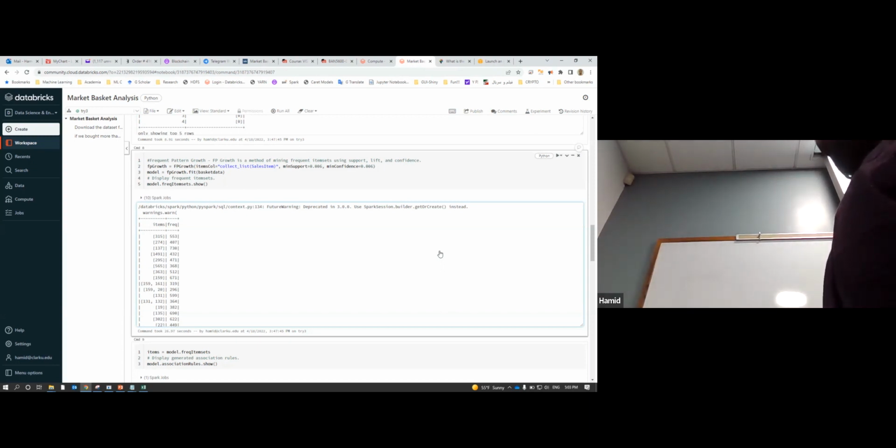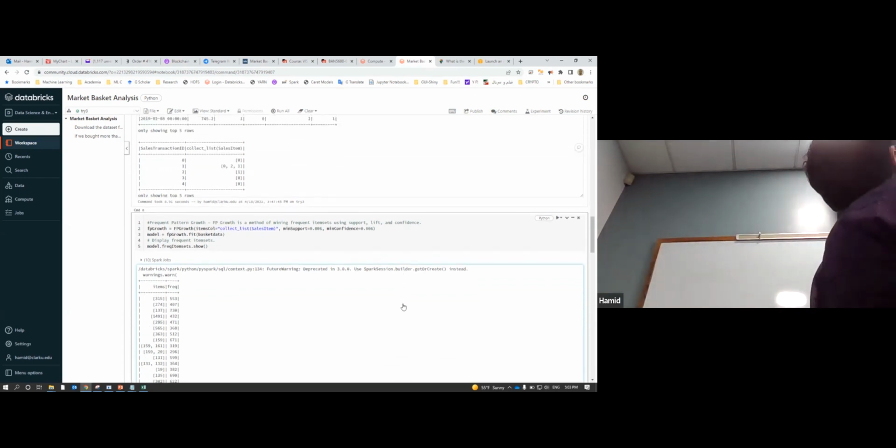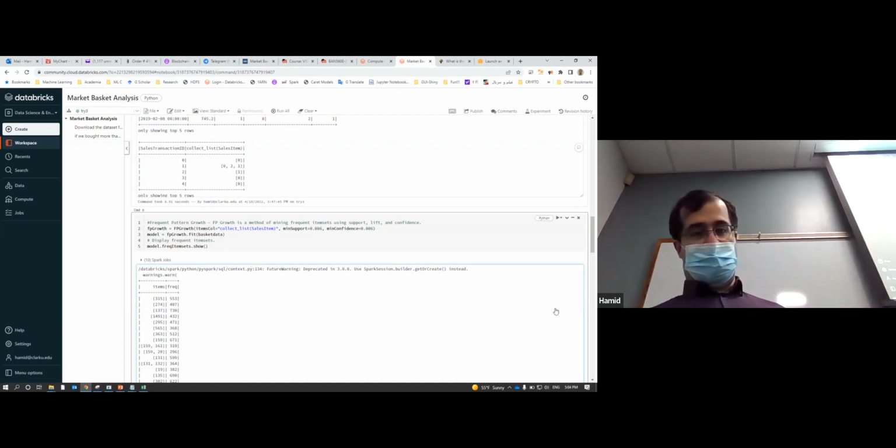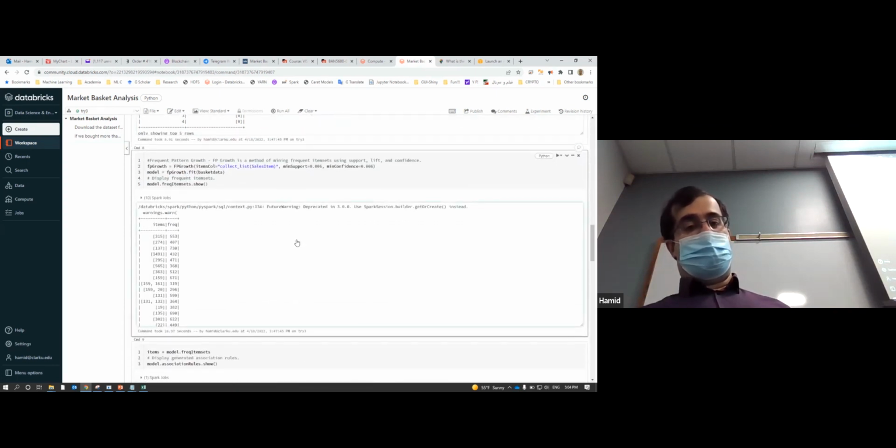So I told you that FPGrowth is for finding association rules. With FPGrowth, I'm saying that the items column is collect list sales item. So just consider this column, collect list sales item, and don't report everything. Have a minimum for support and confidence, which is 0.006. Then I apply it on my data, which is basket data. Basket data was the data that I grouped by sales transaction.